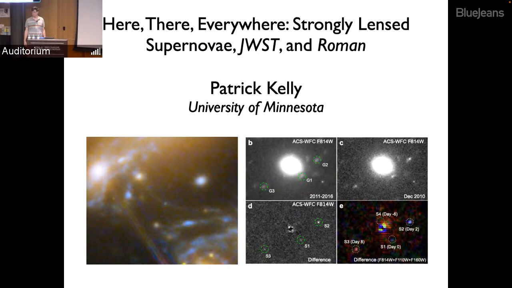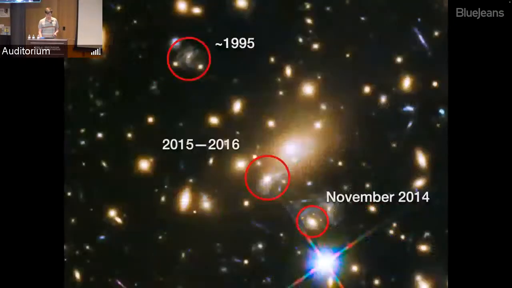So we're going to get a nice 25-minute talk from Pat Kelly: Here, There, Everywhere, Strongly Lensed Supernovae, JWST, and Roman. Thanks, Jenny. Great. Well, I'm excited to talk about some new measurements of strongly lensed supernovae and programs that are going on right now to find or to follow up on some new discoveries with James Webb, and then looking forward to Roman. What we might expect and what the prospects are for doing science with strongly lensed supernovae.